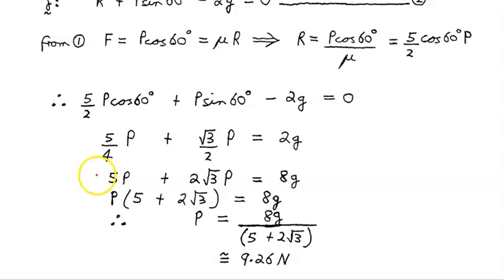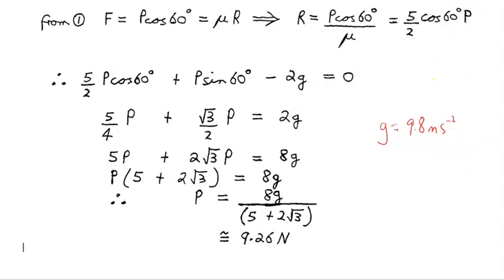Okay, let's multiply through by 4. So what we get here is 5P plus 2 root 3P equals 8G. Factor out the P. So we get P times, in parentheses, 5 plus 2 root 3 equals 8G. And so P is 8G on 5 plus 2 root 3. Now using G as 9.8 meters per second squared, putting that through the calculator, we'll have P is approximately 9.62 newtons. All right, and that's it.